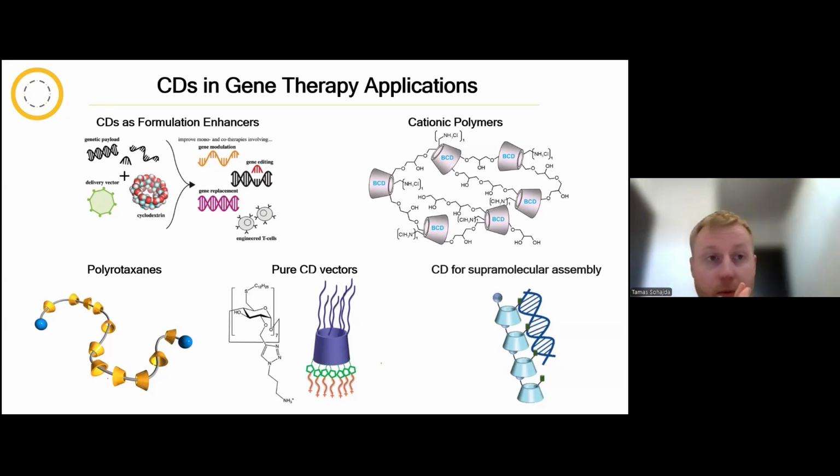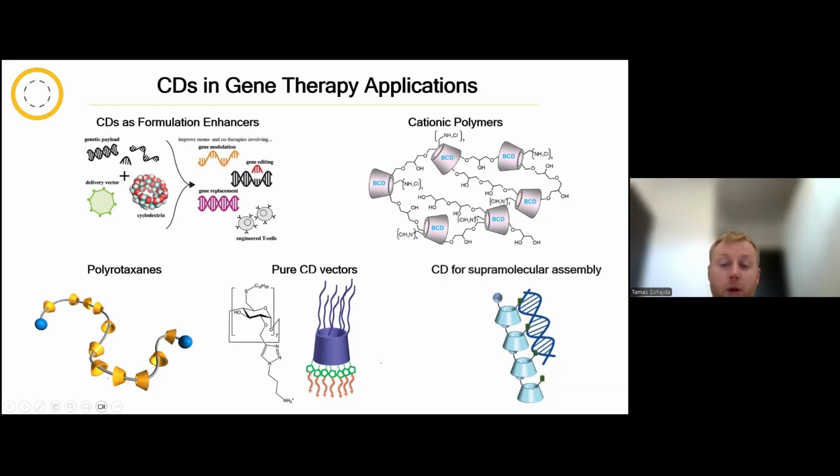So, cationic cyclodextrin polymers, similar to the concept of polyimine, polyrotaxanes, which are these necklace-like cyclodextrins, pure cyclodextrin vectors. You can see that these are amphiphilic cyclodextrins with a long aliphatic chain, a hydrophobic chain, on one end and the cationic groups on the other end. These compounds can form micelle-like structures, particles that can encapsulate within their cavity the target molecule via these ionic interactions, of course.